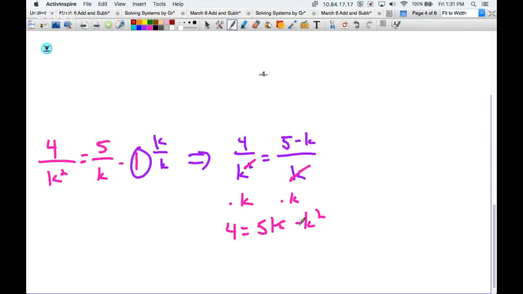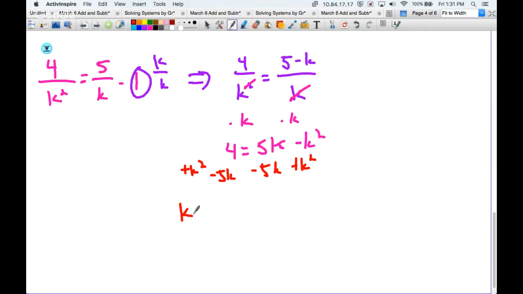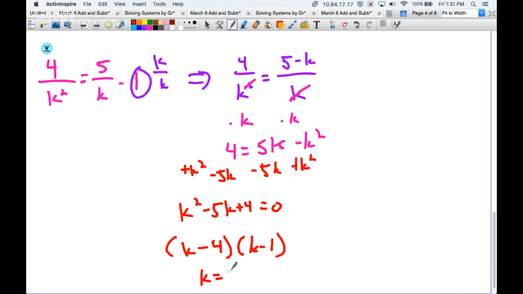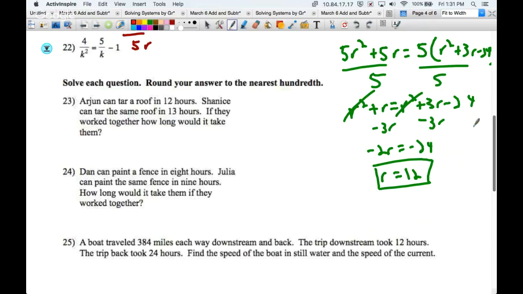We'll add k squared to both sides. Subtract 5k from both sides. Now we've got the expression k squared minus 5k plus 4 equals 0. This factors into (k minus 4)(k minus 1). So we get k equals 4 and k equals 1.